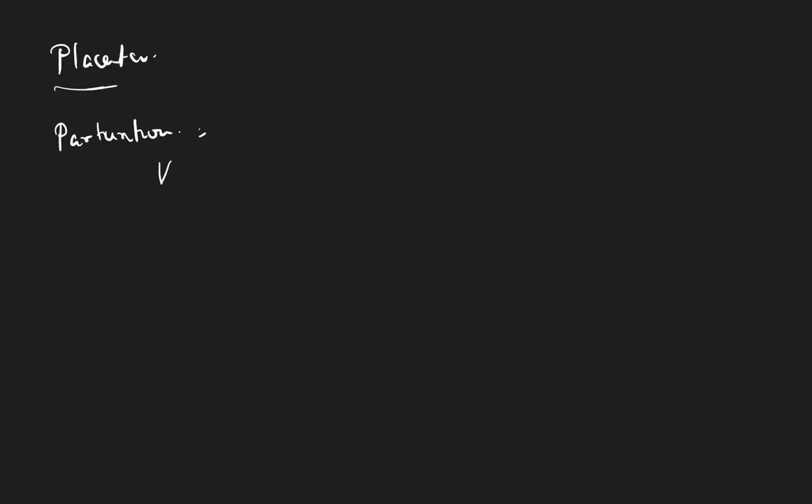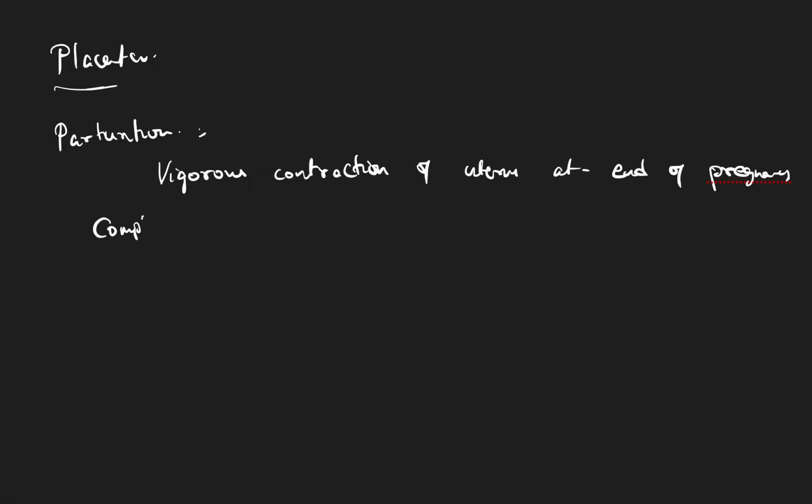And what is parturition? Parturition is the vigorous contraction of the uterus at the end of pregnancy, and it leads to expulsion of the baby. That is known as parturition. It is a complex neuroendocrine mechanism. Neuro, because of the brain also it happens, it involves the nervous system. Endocrine, it involves hormones.